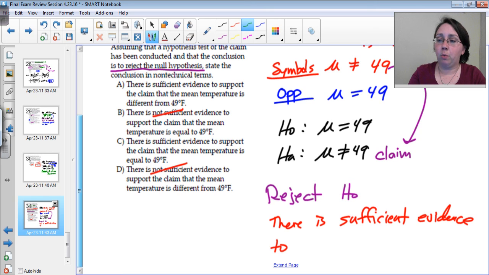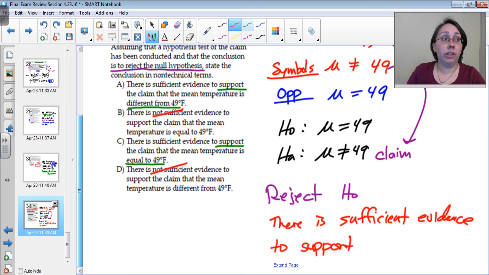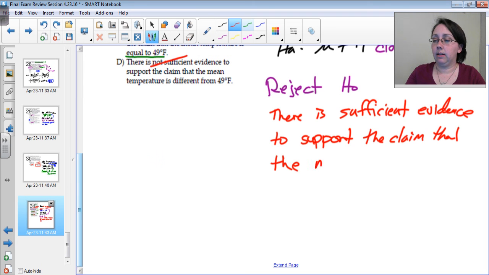Let's read and see what our options are. We can either support the claim or support the claim. One's equal and one's different. You've got to keep reading. One says different than 49, the other says equal to 49. Well, what did we say? There's sufficient evidence to support our claim. What was our claim? The mean is different, because we said not equal to 49. Different from 49.